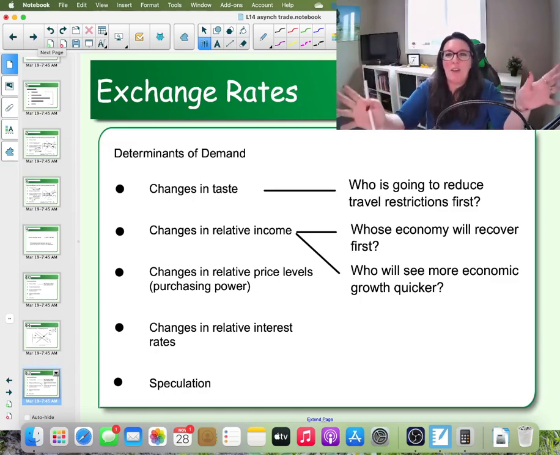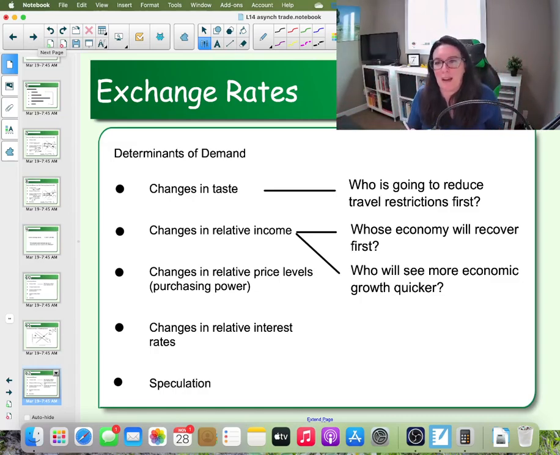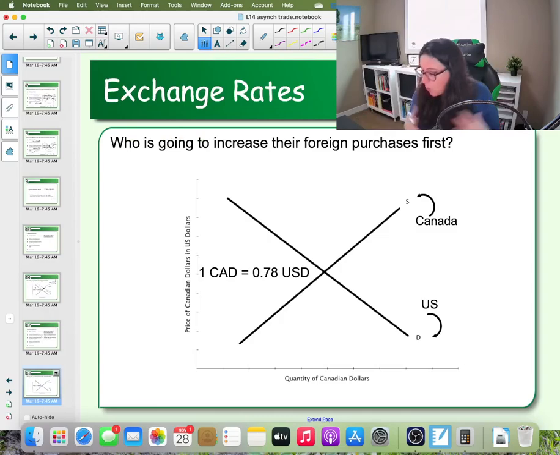world so they can buy US goods and bring them back. In that case, increase in supply of Canadian dollars in the rest of the world, the Canadian dollar will depreciate. If it's the US that rebounds first, they're going to travel to Canada, they're going to buy Canadian goods, they demand Canadian dollars to do so, the Canadian dollar appreciates. So which do you think is going to happen first? Who's going to see that increase in foreign purchases first?